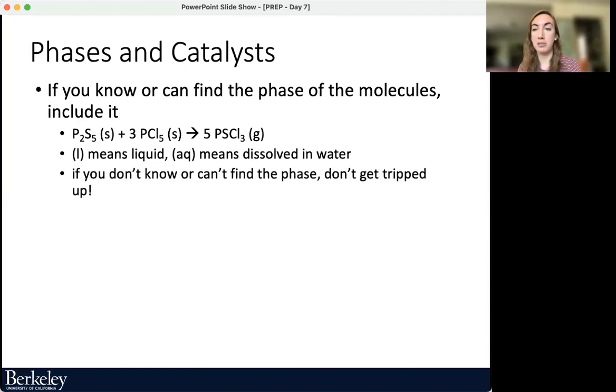I once had a student whom I asked to write the combustion of a species. And they were like, well, I didn't know the phase of CH4, so I just didn't write the reaction because it's not complete without the phases. So always include the phases if you know them, but if you don't know them, still continue with the problem. It's great to include them if you can, but if you don't know the phase or can't figure out what the phase will be, that's okay. It's just extra information that you should include if you can.